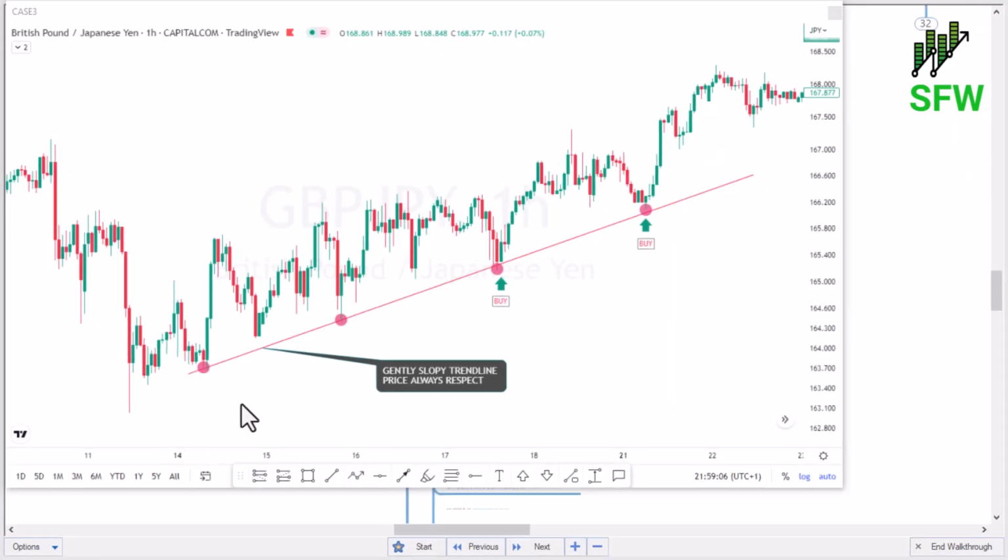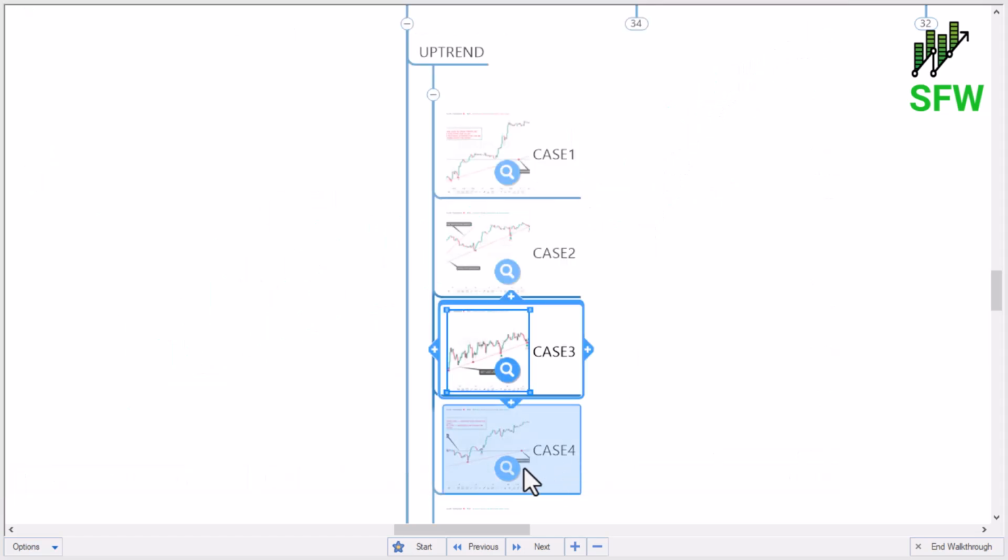Case 3. Take a look at this one. A gently slopey trend line. Price always respects them. Point 1, point 2, we establish our trend line. At point 2, price bounced. That's the first opportunity. The second opportunity, price then also bounced to the upside. Case 4.